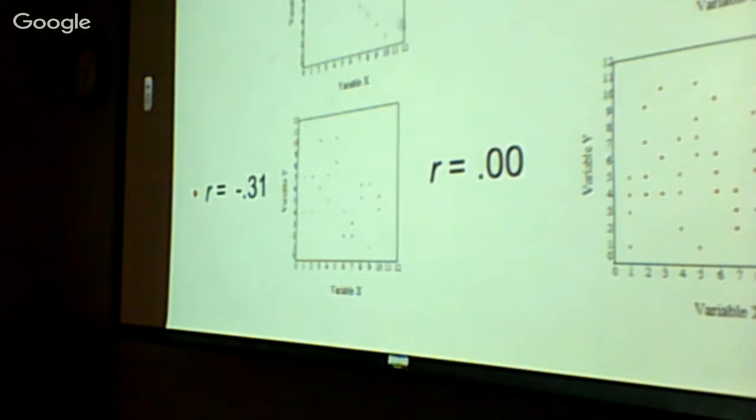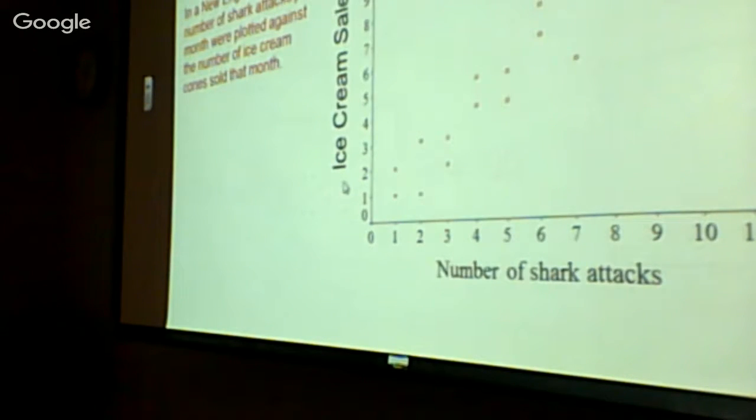Here's an example of a perfect negative correlation. Here's an example of nearly perfect positive correlation. It's almost 1. This is 0 correlation, and this is one we looked at earlier. Right? So look at this.